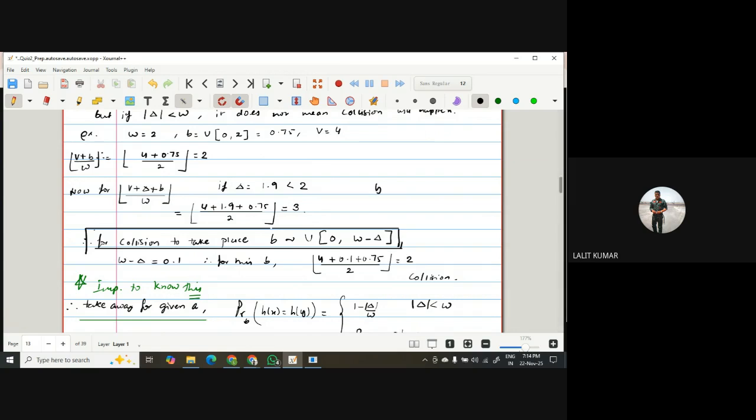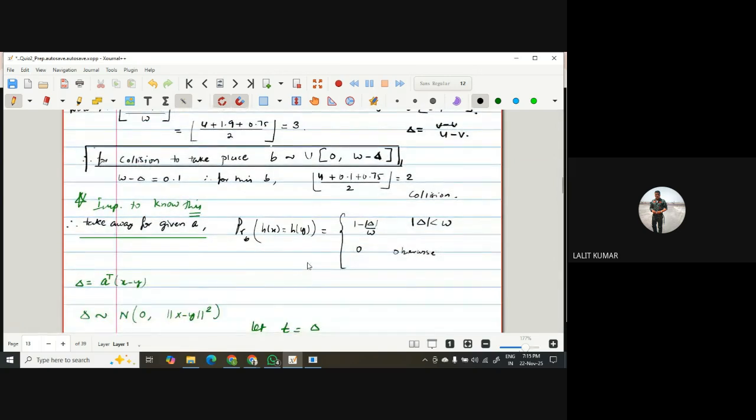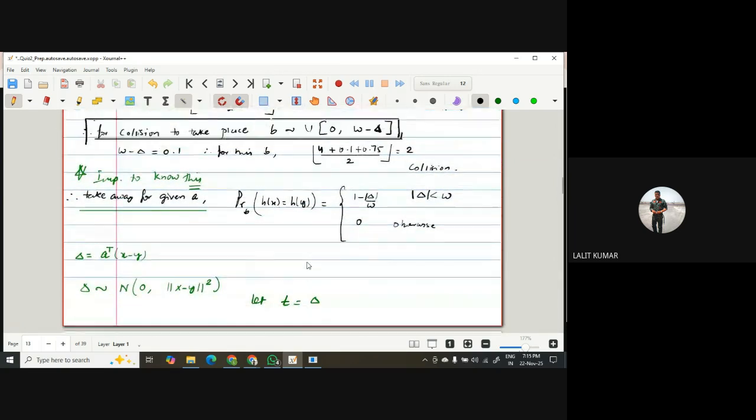So we had started with B uniform from 0 to W, but here when we fix an A, we find that this W minus delta is nothing but W minus (U minus V). Okay, so for collision to happen, B has to be uniform between 0 and W minus delta. So the takeaway is that the probability over B, for a given A, that Hx is equal to Hy, is 1 minus delta by W when delta is less than W, and 0 otherwise.